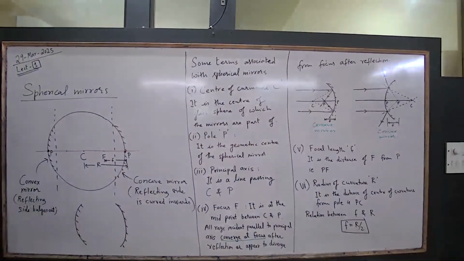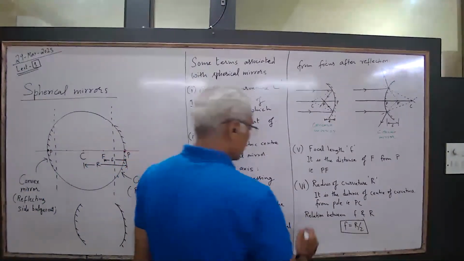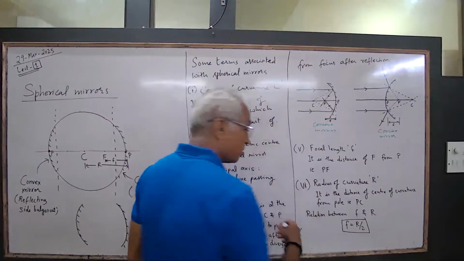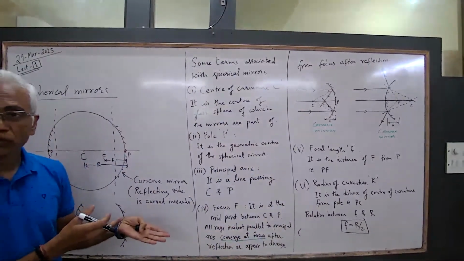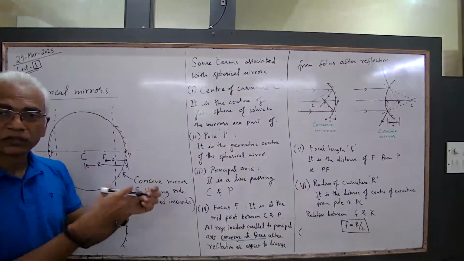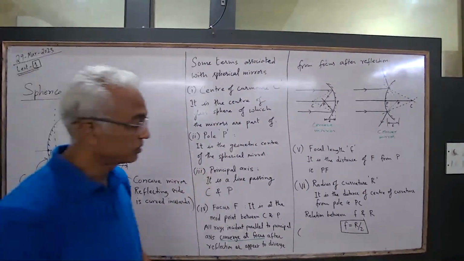And the last thing is aperture. All these terms are associated with spherical mirrors and also lenses. Same thing is applicable for lenses also. So once learned here, you don't have to learn it separately. A little bit of difference is there. We'll only see the difference.